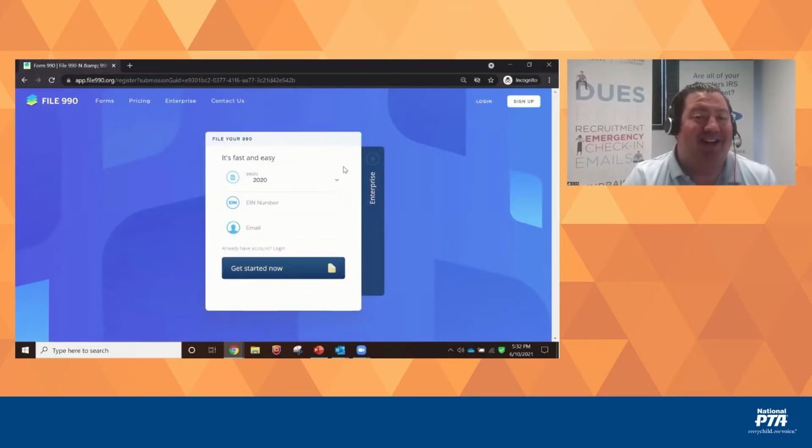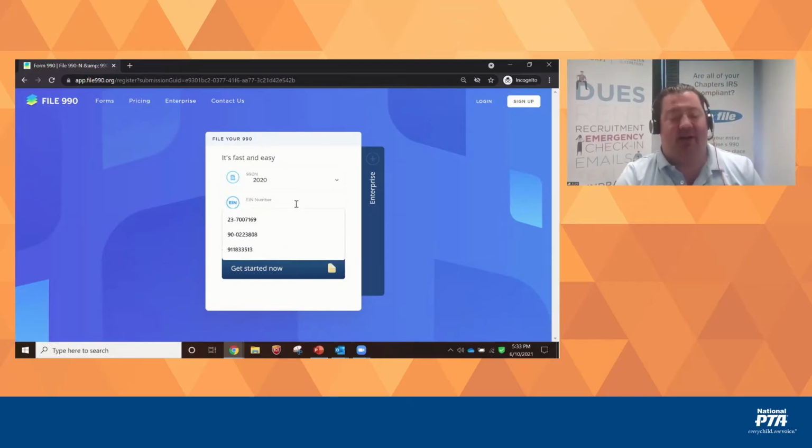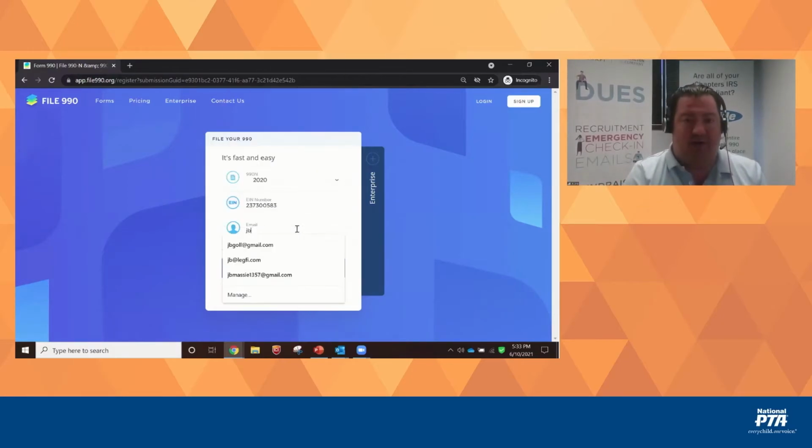So if I wasn't logged in like I am as an administrator, it would take me to a screen where I could say I'm ready to file. So I want to say I'm going to file the 2020 return, and I can go 3 years back. So if a chapter needs to catch up, they can do that. And then I can enter my EIN number. And then I put in my email address.